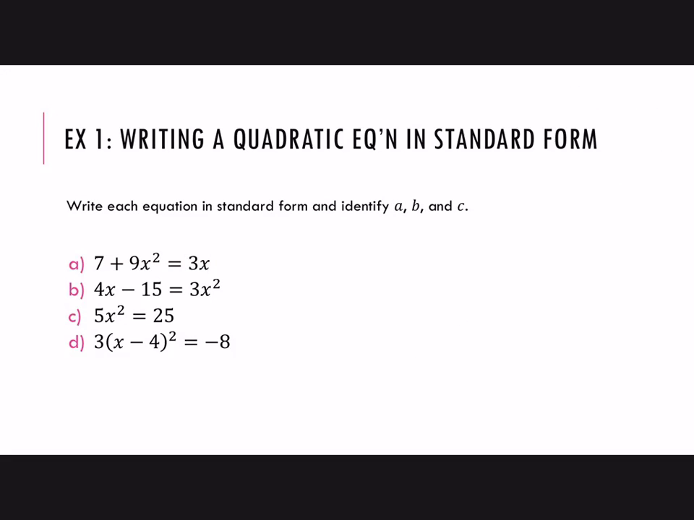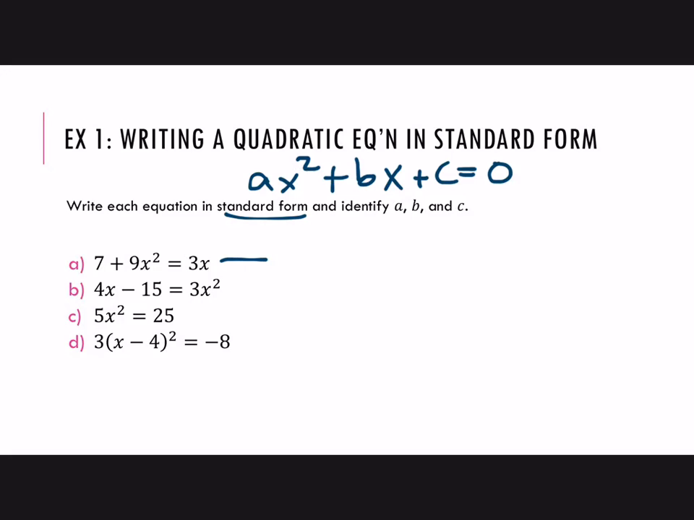Alright, so let's practice with standard form. Write each equation in standard form and identify A, B, and C. Okay, so standard form, you're going to want to get used to what this is. You should right away think ax squared plus bx plus c equals 0. And we want to just move the terms around to try to get it to look like that.